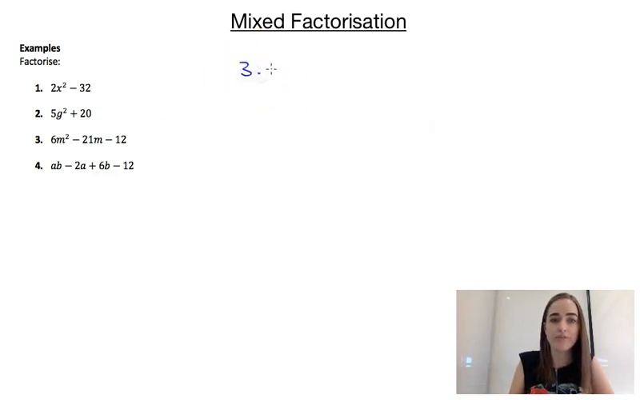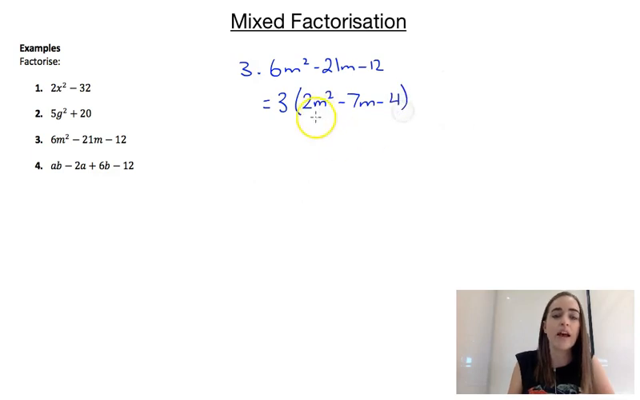For our third question, we've got 6m squared minus 21m minus 12. So again, the first thing we're going to look for is a common factor. In this one, we have a common factor of 3. So we're going to have 3 outside of 2m squared minus 7m minus 4. And now we can look at what's in the bracket and try and factorize that quadratic. So we're going to have 3, and then we're going to end up with 2 sets of brackets here. But to figure out what goes in those brackets, we're going to do the PSF method off to the side.